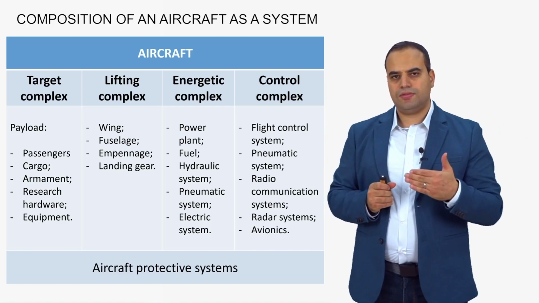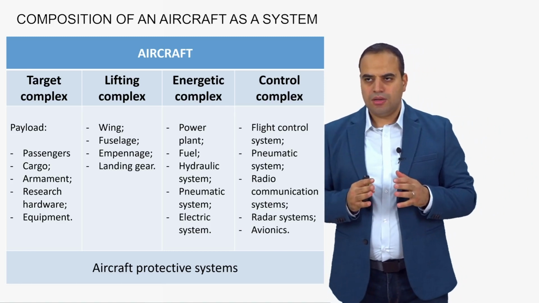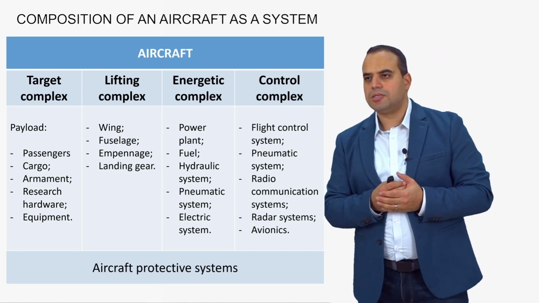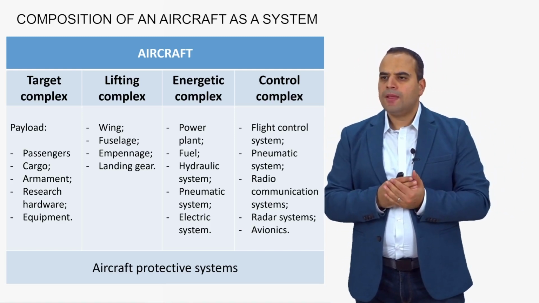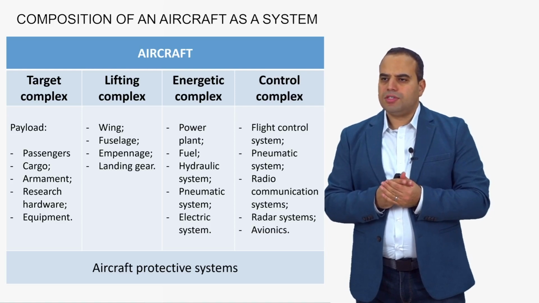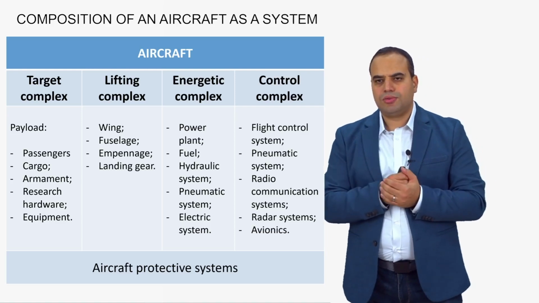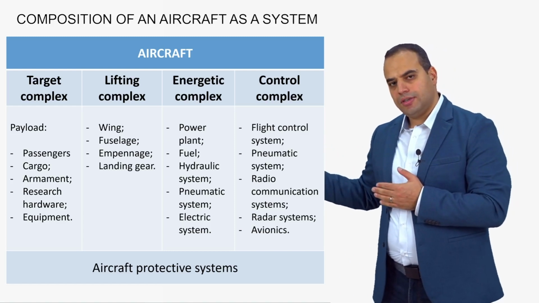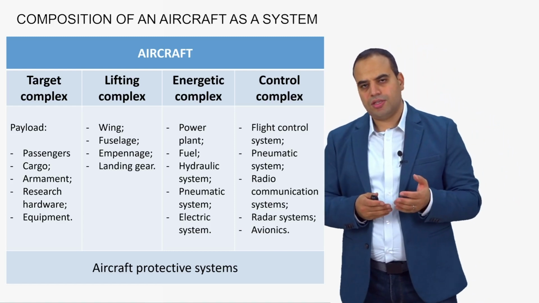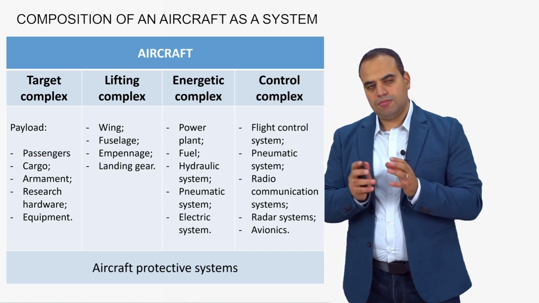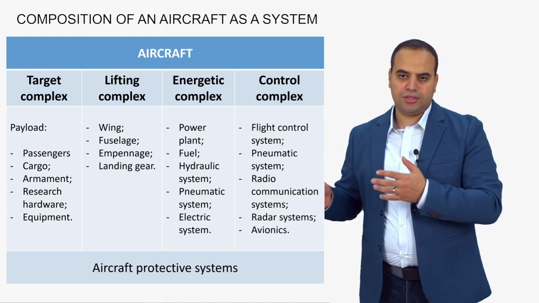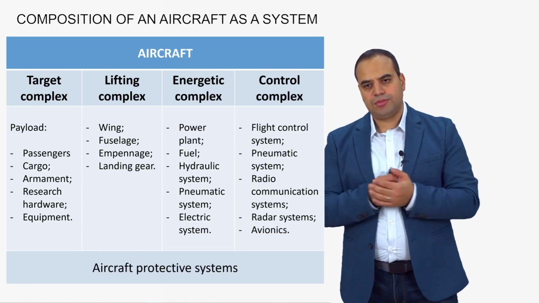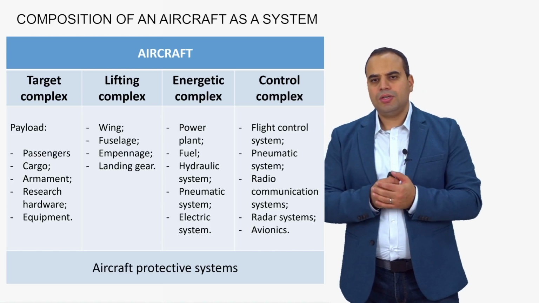So the aircraft itself is indeed a system made of various elements. It includes various elements which are required for its seamless and safe operation. These elements work together, perform different functions, and ensure seamless and smooth aircraft operation. So here we have, for instance, the target complex, which is basically why the aircraft is designed. If it is, for example, a passenger aircraft, then the target complex is the passengers themselves, or the cargo, if it is a cargo aircraft, armaments, if it is a military aircraft, research, if it is a flying laboratory of some sort, hardware, equipment, and so on.